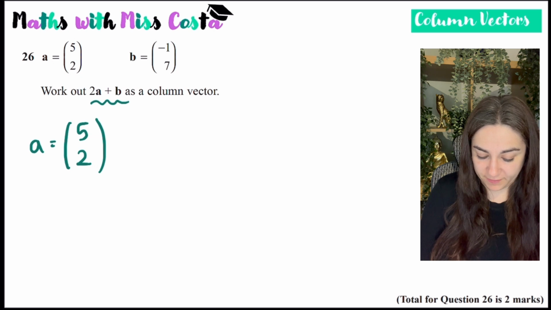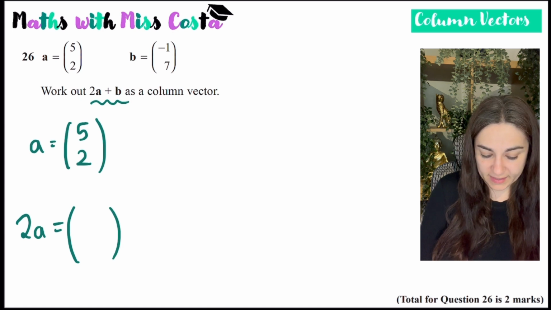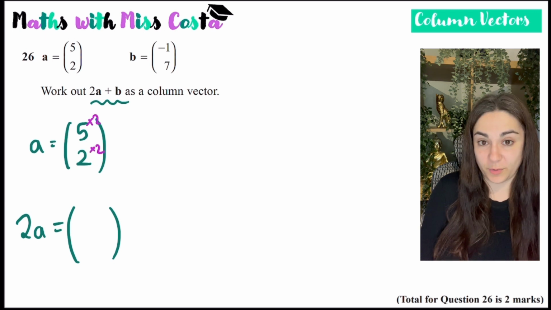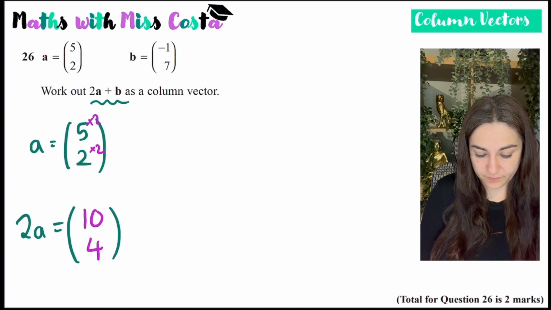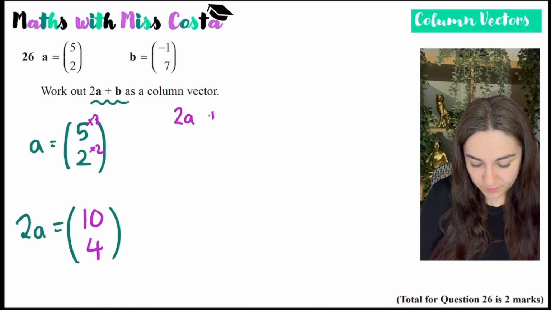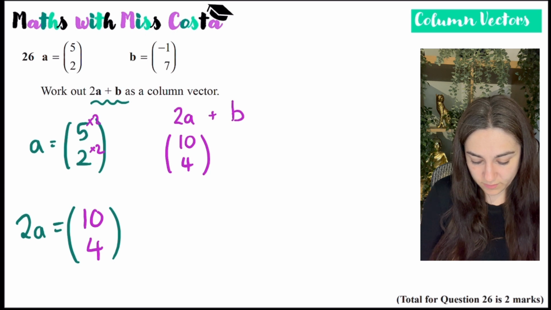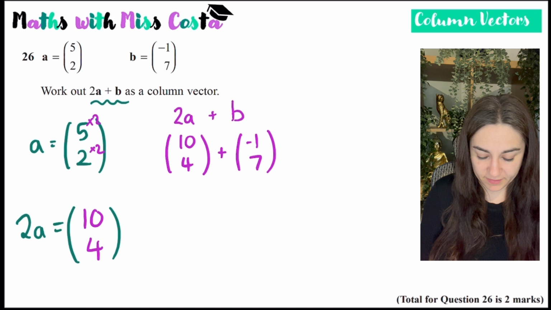So if I know that a is 5, 2, to work out 2a, it's just like algebra, which is the word I was looking for. And all I'm doing is I'm going to multiply each bit by 2, because if that's a, 2a is going to be each part multiplied by 2. So 5 times 2 is 10, 2 times 2 is 4. b is minus 1, 7. I don't need to change that. So 2a plus b is going to be 10, 4 plus vector minus 1, 7.